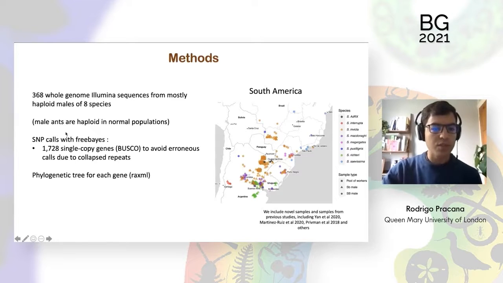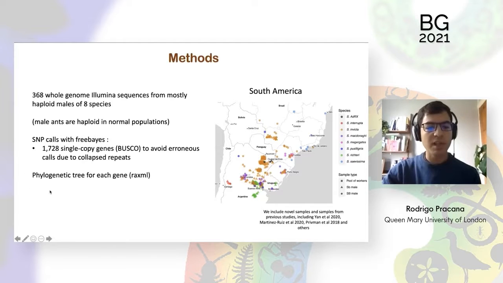We have used FreeBayes to call SNPs between these individuals, and we only looked at single copy genes to avoid erroneous calls in collapsed bits of the genome that are repetitive. So the fire ant genome is very repetitive, and we want to avoid collapsed repeats causing false SNPs. So we only looked at around 1,700 single copy genes.